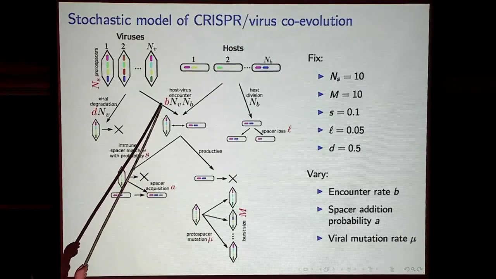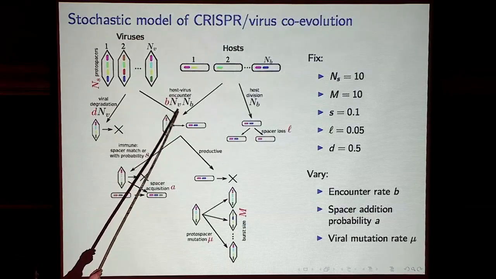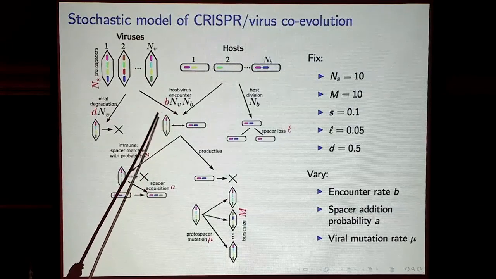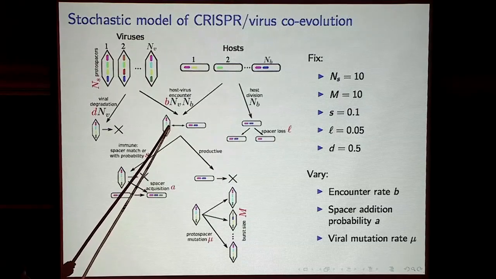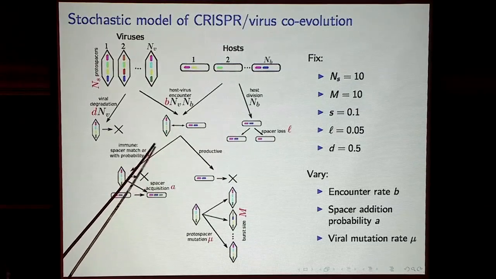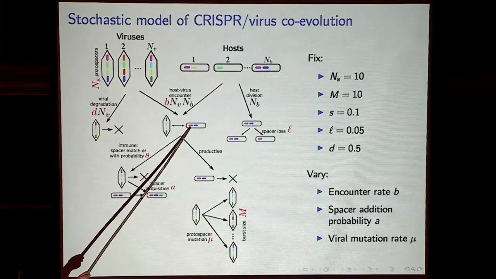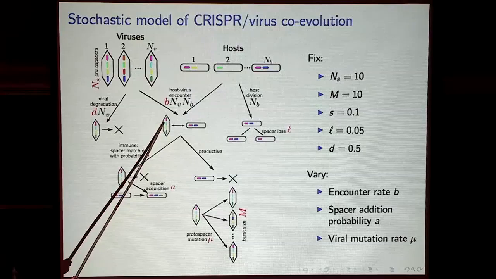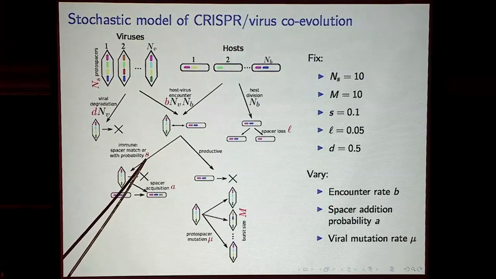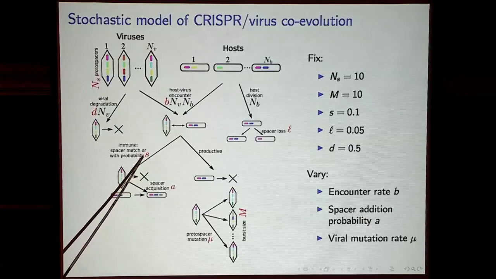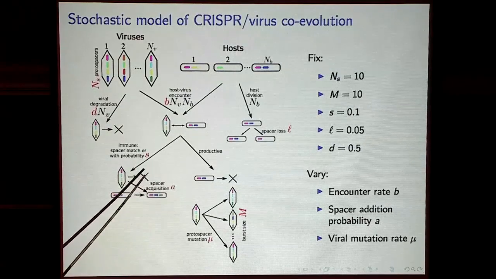And there's also, in a well-mixed approximation, an encounter rate with an encounter probability B between hosts and viruses. And the outcome of encounters could be an immune encounter or a productive encounter. An immune encounter happens when the host has a spacer that matches a virus protospacer, or in the absence of a match with some innate immunity probability S. This S is essential because if S is zero, then all encounters are productive and you cannot pick up spacers.